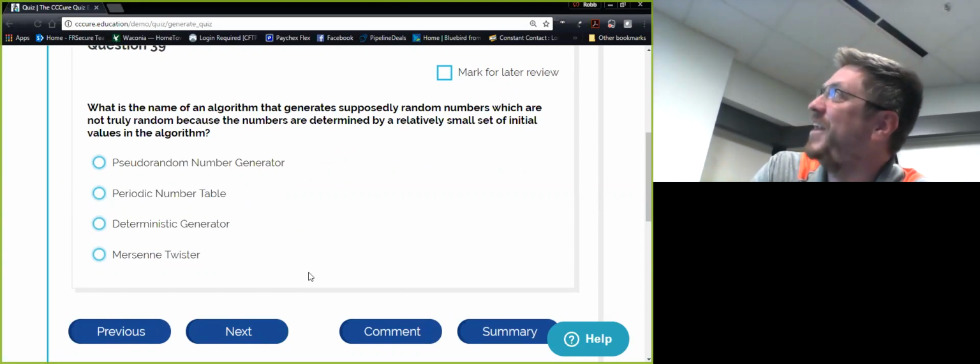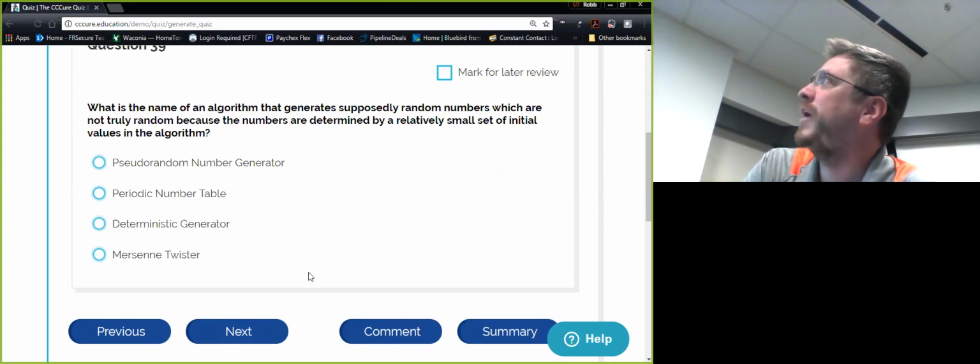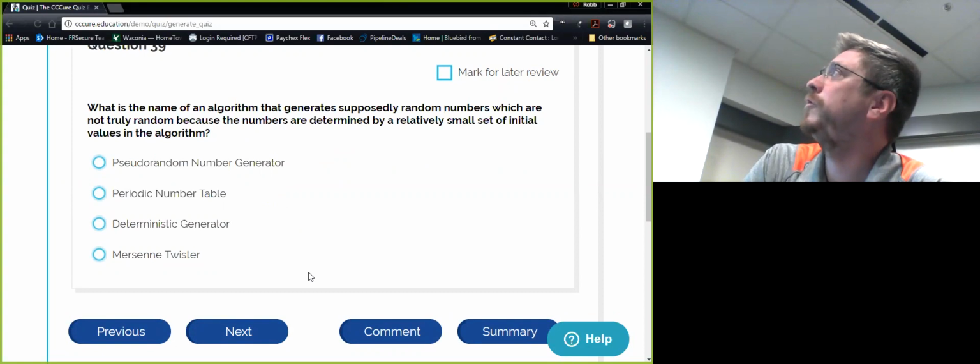What is the name of an algorithm that generates supposedly random numbers which are not truly random because the numbers are determined by a relatively small set of initial values in the algorithm? A pseudo-random number generator? That sounds pretty accurate from what they just described. Periodic number table? No. Deterministic generator? No. I don't even know what a Mersenne twister is.